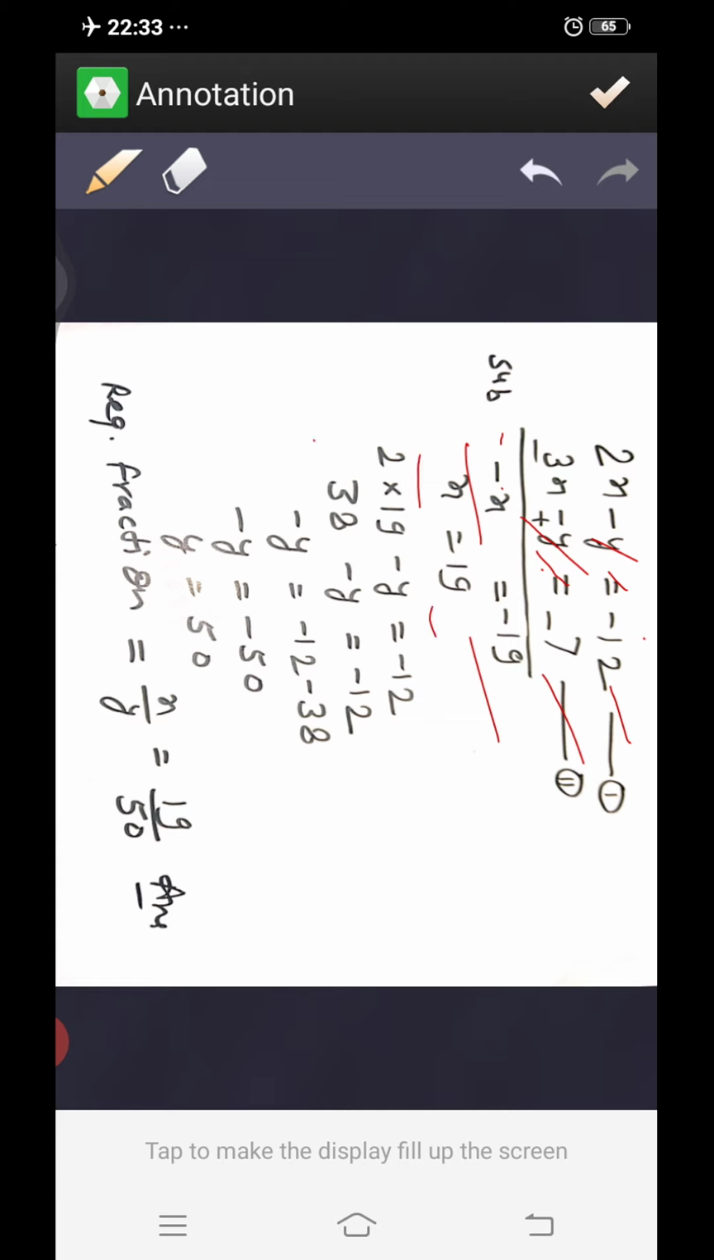Now putting the value of x in the first equation. So 2 into x, x means 19, minus y equals minus 12. 2 into 19, that is 38, minus y equals minus 12. So minus y equals minus 38 minus 12. So minus y equals minus 50. Minus cancelled both sides. So we get y equals 50. So our required fraction is x upon y. X we have got 19, y we have got 50. So our required fraction is 19 upon 50.